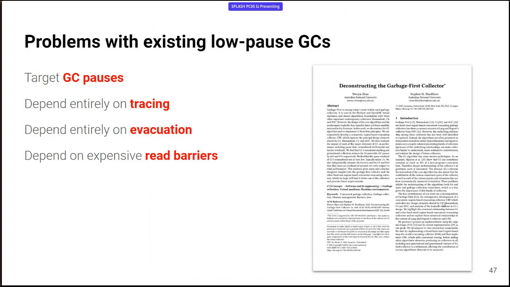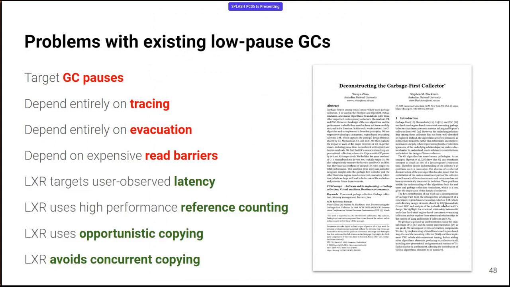They depend entirely on tracing, which means in the limit, you have to trace the entire heap before you find that something's dead. And they depend entirely on evacuation, which means that you cannot reclaim space unless everything in that space is dead or moved out, which means you have to move things out. And they depend on expensive read barriers. So they use quite expensive read barriers to do all this stuff.